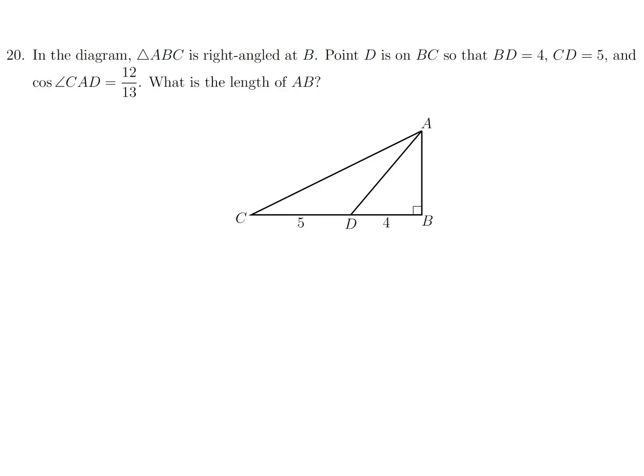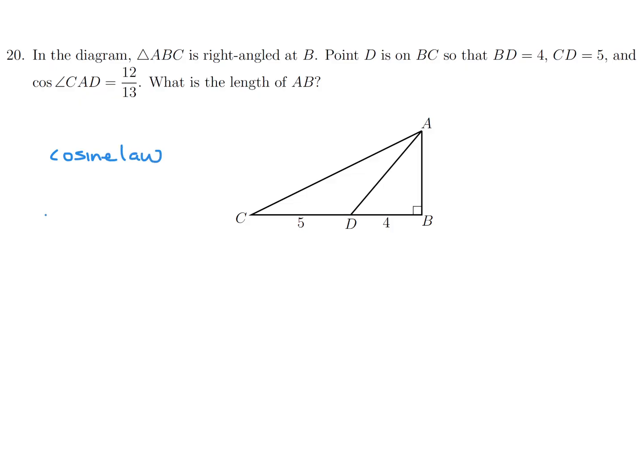In the diagram, triangle ABC is right-angled at B. Point D is on BC, so that BD is equal to 4, CD is equal to 5, and cos of CAD is 12 over 13. What is the length of AB? Okay, so this to me screams cosine law. Yeah, I can immediately tell this is cosine law.